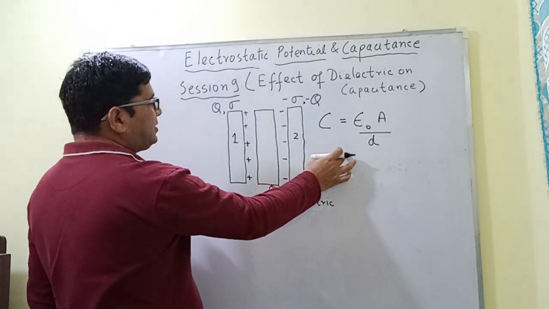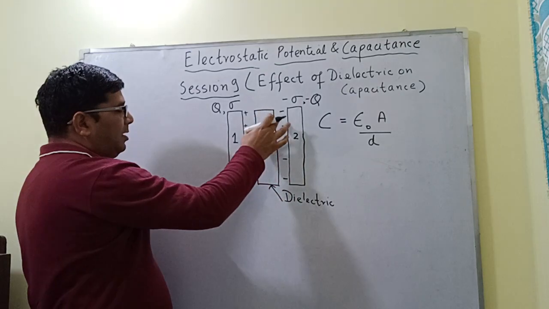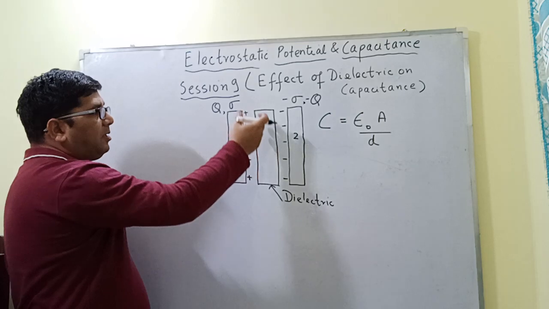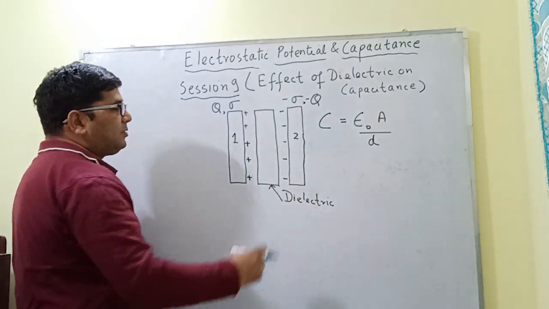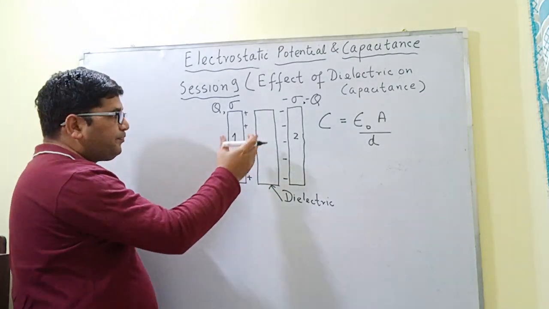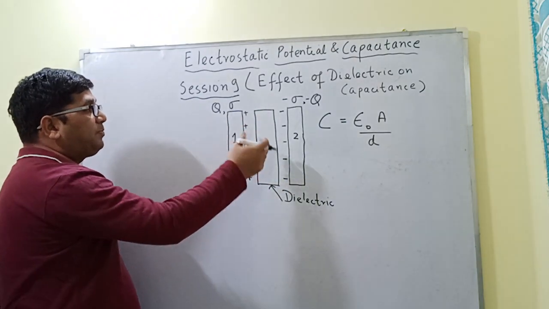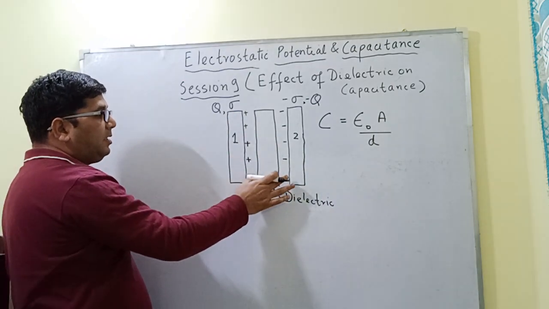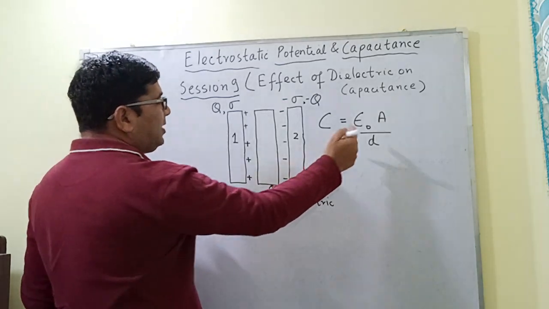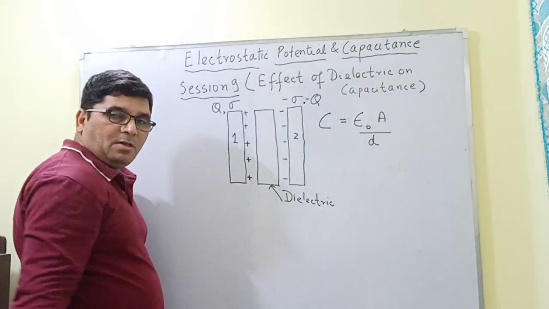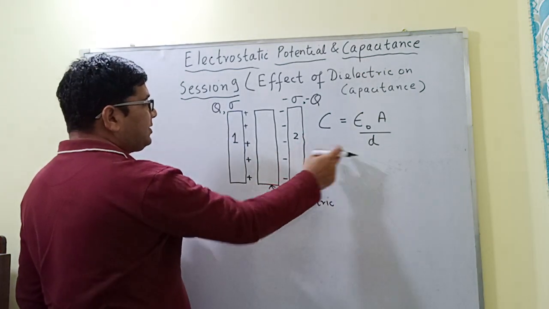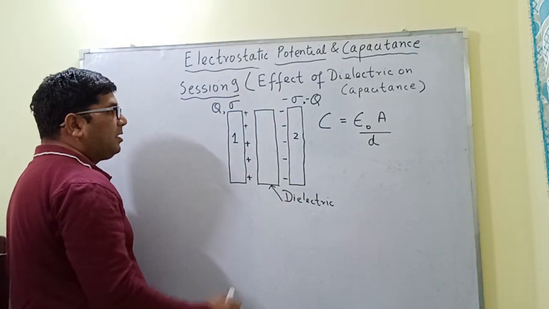So the capacitance of this parallel plate capacitor, which has free space or a vacuum between these two plates, is given by epsilon naught A divided by d, where A is the surface area of these two conducting plates, and d is the separation between these two conductors.